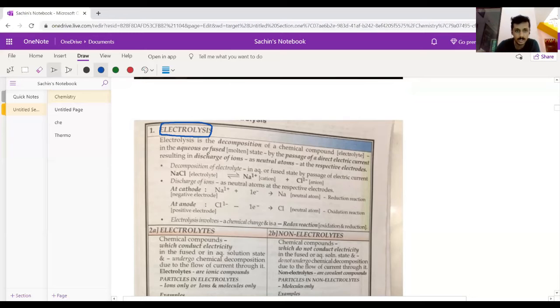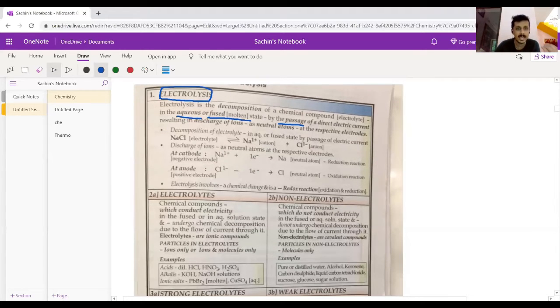Another state is possible, which is also known as fused or molten state, which is nothing but when you heat a chemical compound, it becomes liquid. Then the ions will get freed and they can move here and there. Hence, in aqueous state, ions can be movable. In fused or molten state, also ions can be movable. In such states, these compounds conduct electricity, or the passage of direct electric current through them will happen. This process is known as electrolysis. In a nutshell, electrolysis is breaking up or decomposition of compounds which allows them to conduct electricity.